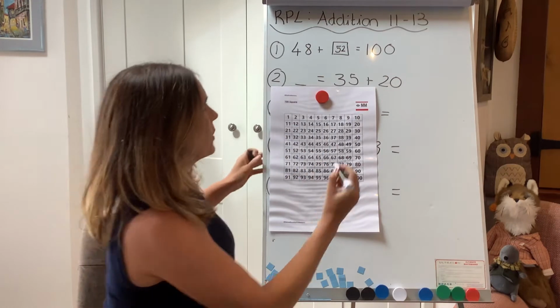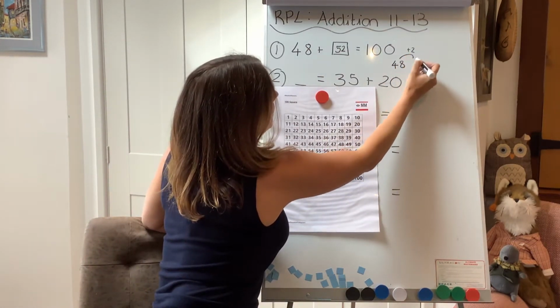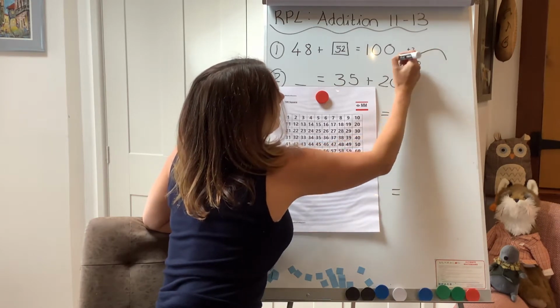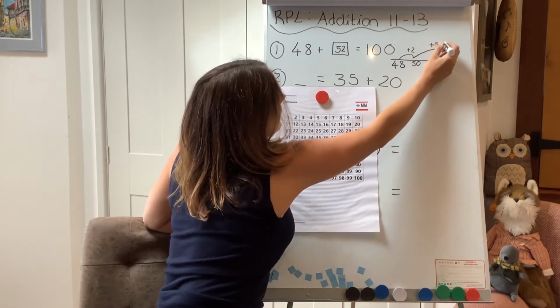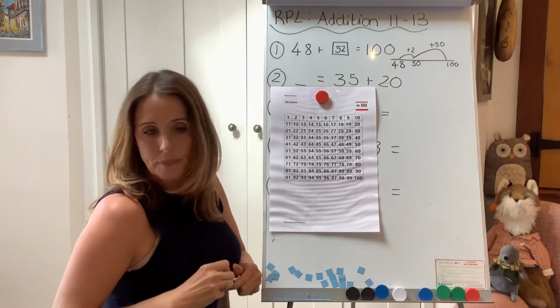So if I did that on a number line, I would have 48, add on 2 to get me to 50, and then add on 50 to get me to 100. So I could do it in that way.